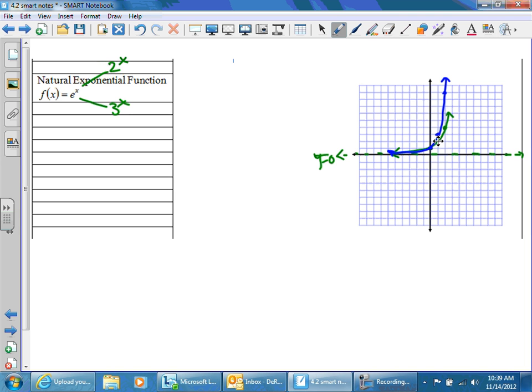So e to the 0 is still 1. e to the first is e, which we said is about 2.7-ish, so it's in between there. So it's going to grow in between those two. So it's kind of squeezed in.